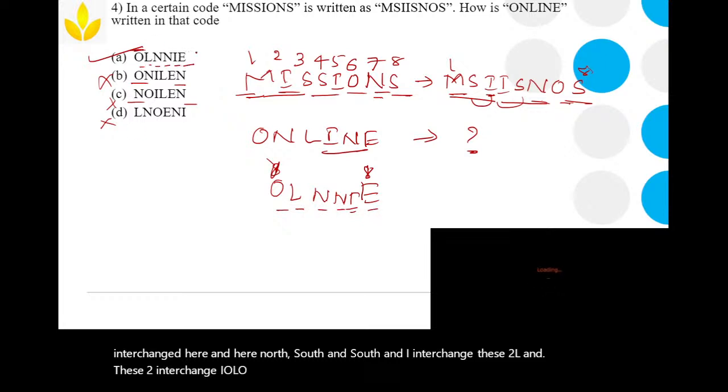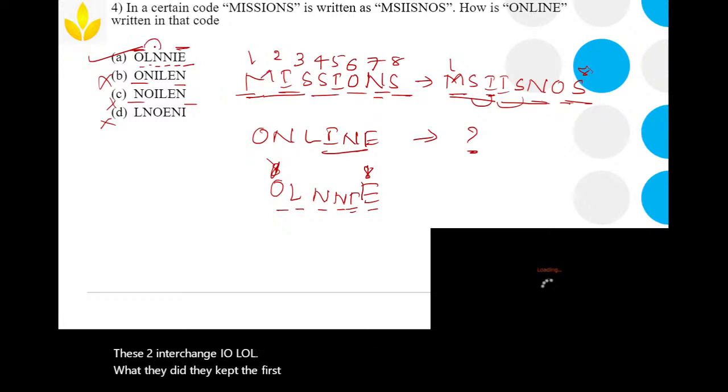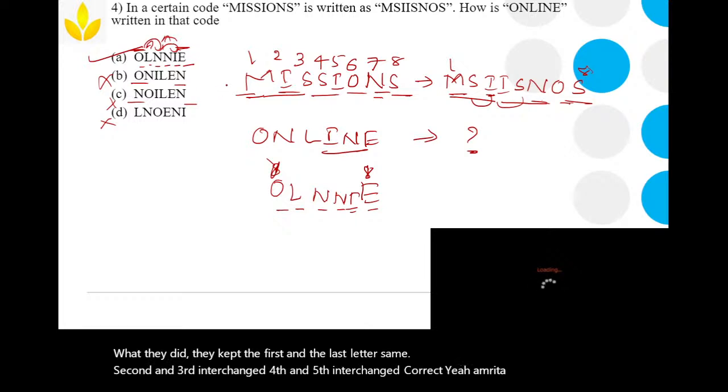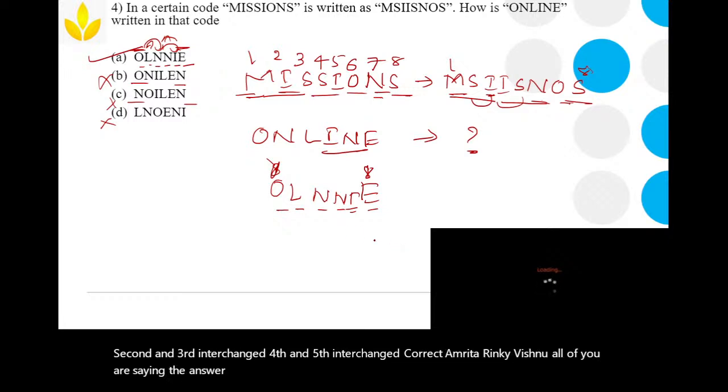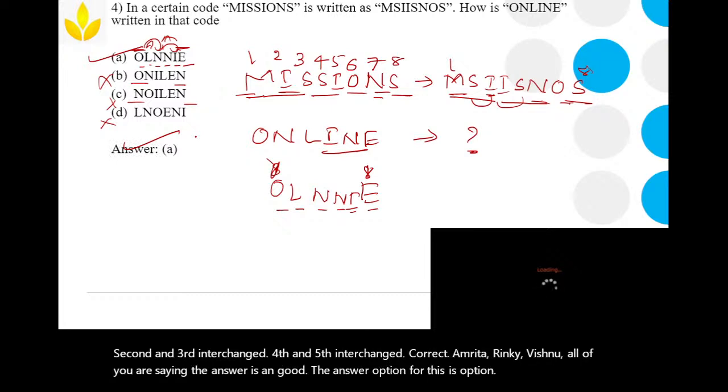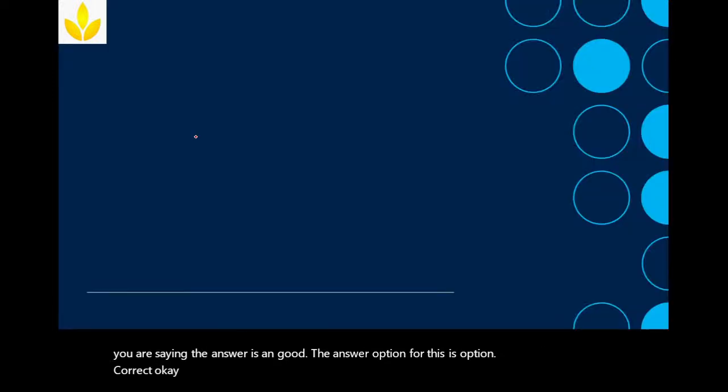What did they do? They kept the first and the last letter same. Second and third interchanged. Fourth and fifth interchanged. Correct? Yeah. Amrita, Rinki, Vishnu, all of you are saying the answer is A. And good. The answer is option A. Correct? Okay. So, very good guys.